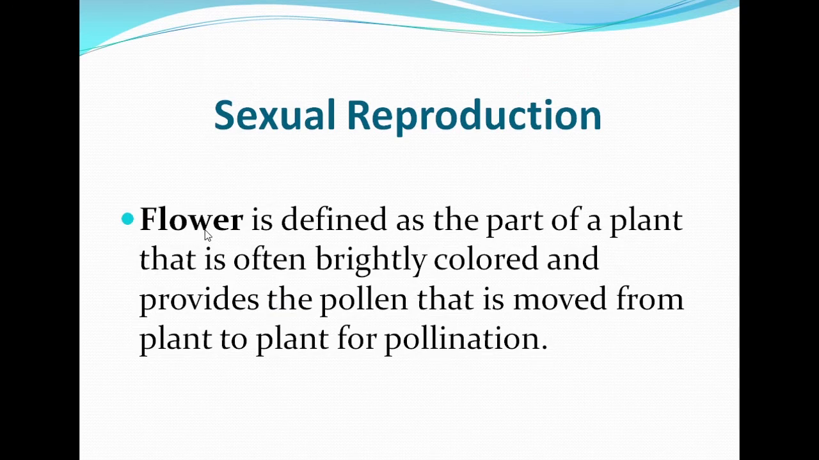Now, flower. Flower is defined as the part of a plant that is often brightly colored and provides the pollen that is moved from plant to plant for pollination. Again, I am saying flower is an important organ of plant for sexual reproduction.